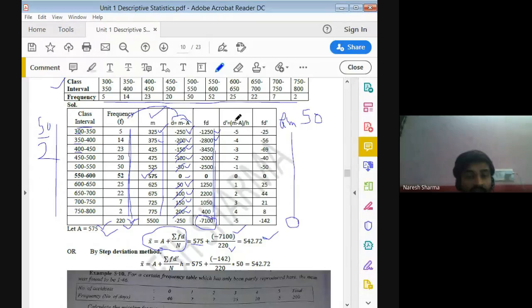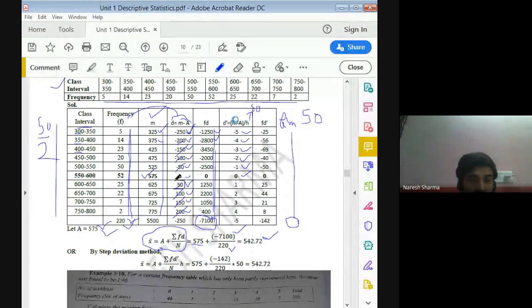So here d dash is your m minus a divided by h. h is here 50 only. We already calculated m minus a, so divide this by 50. 250 by 50 is 5 with negative sign. 200 by 50 is 4 with minus sign. Similarly, minus 3, minus 2, minus 1, 0.